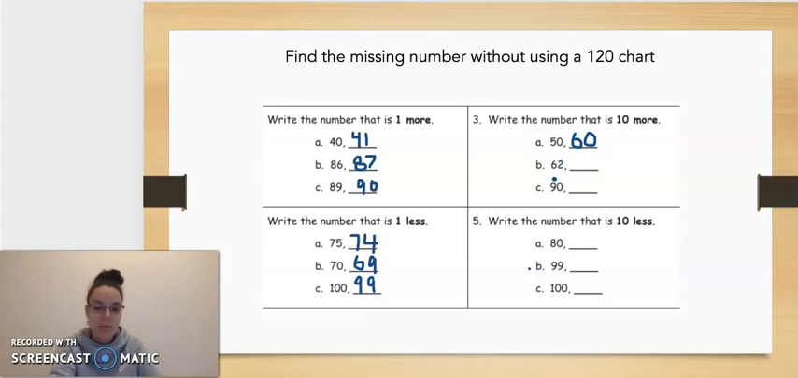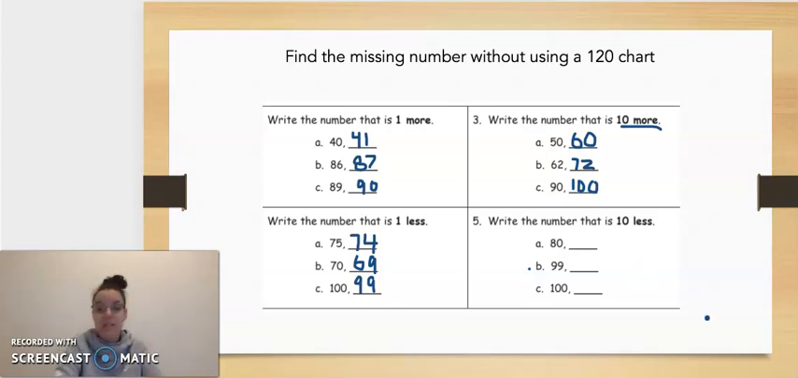Let's look at the tens place. What number is in the tens place here? 6. It needs to go up to a 7. It's going up because we're finding 10 more. And the ones place stays the same. Well, so what's 10 more than 90? It changes from a 9 to a 10. Then we add that 0. 10 more than 90 is 100.